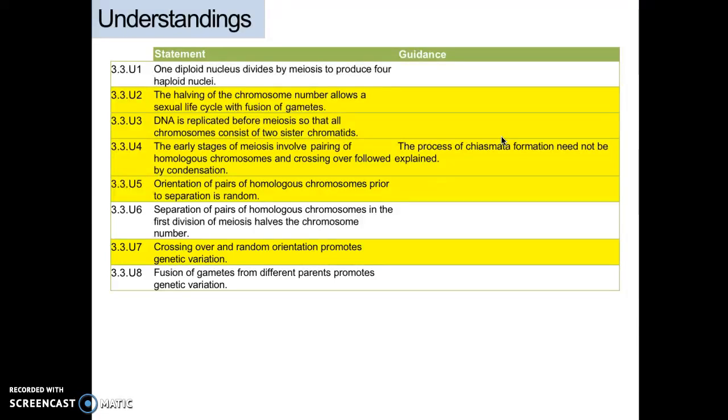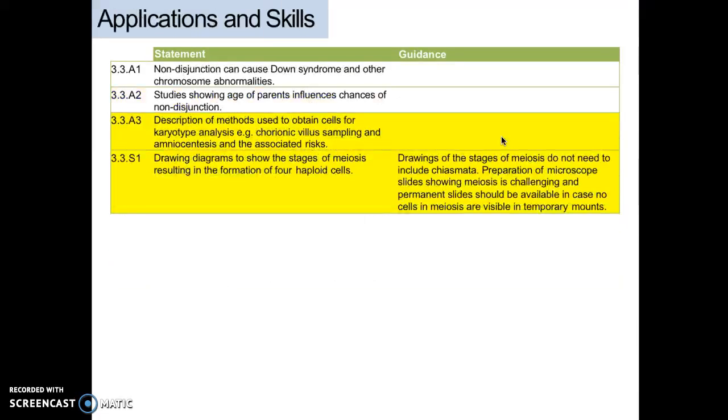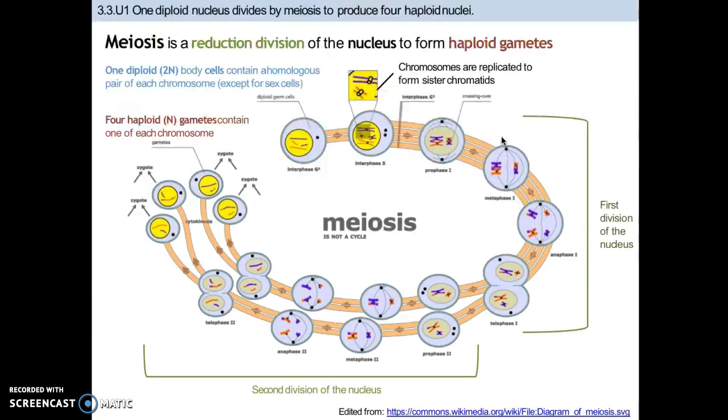So we're going to be looking at the highlighted statements as per your request: U2, 3, 4, and 5, and U7, as well as A3 and S1. Okay, U1. One diploid nucleus divides by meiosis to produce 4 haploid nuclei.